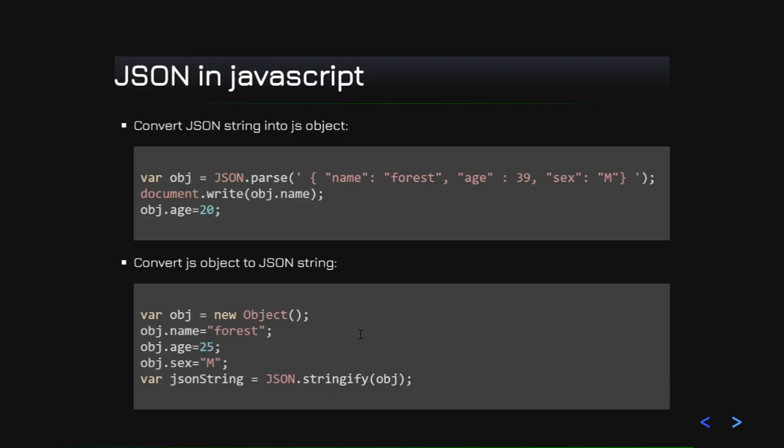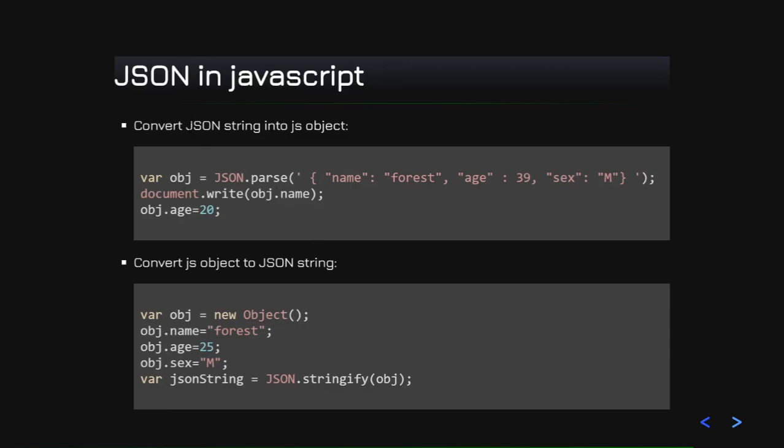Okay? We can convert a JSON string, which is just a string, a sequence of characters, into a JavaScript object or a JavaScript array, or we can do the reverse, convert a JavaScript array or a JavaScript object into a JSON string.